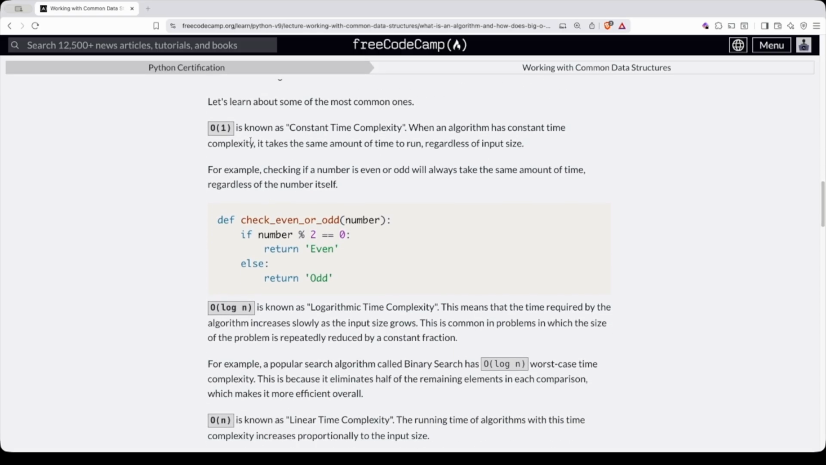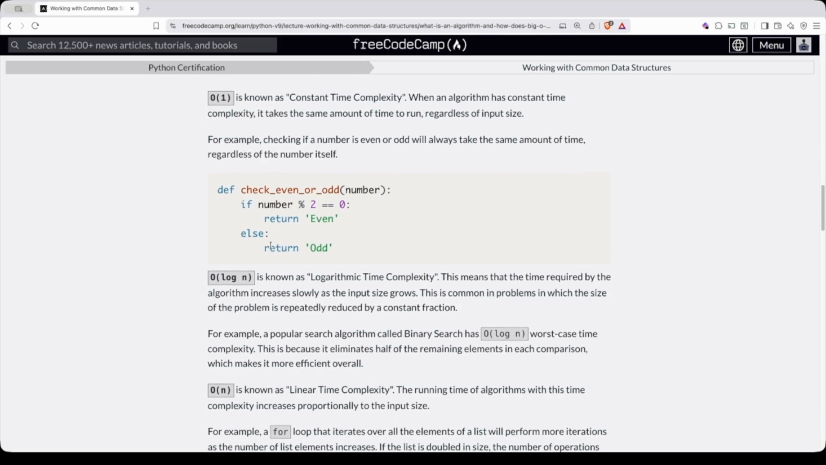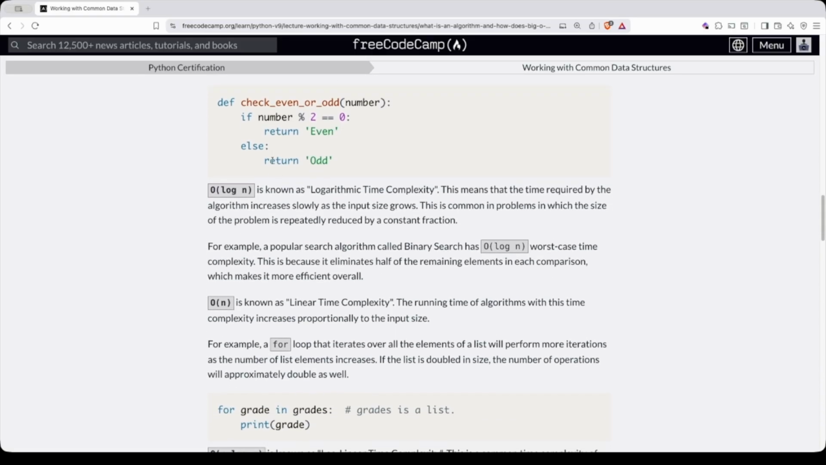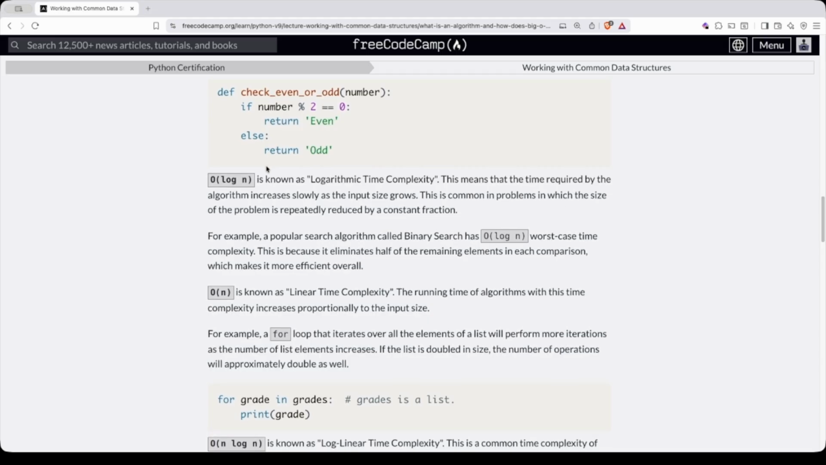So O(1). This is known as constant time complexity. When an algorithm has constant time complexity, it takes the same amount of time to run regardless of input size. For example, checking if a number is even or odd will always take the same amount of time regardless of the number itself. So there's an example of our even odd kind of algorithm I think we looked at earlier on the project in the certification.